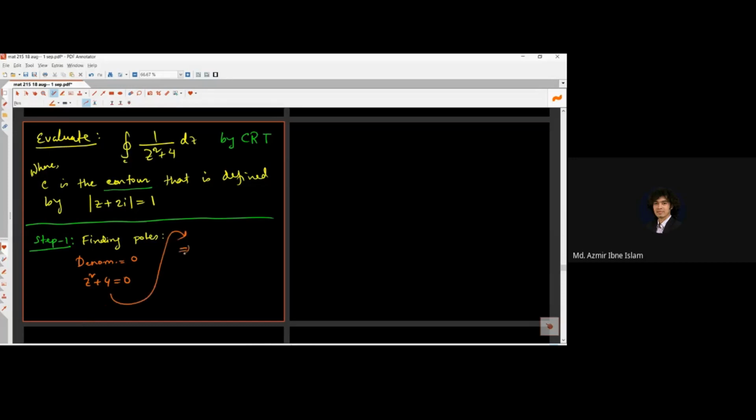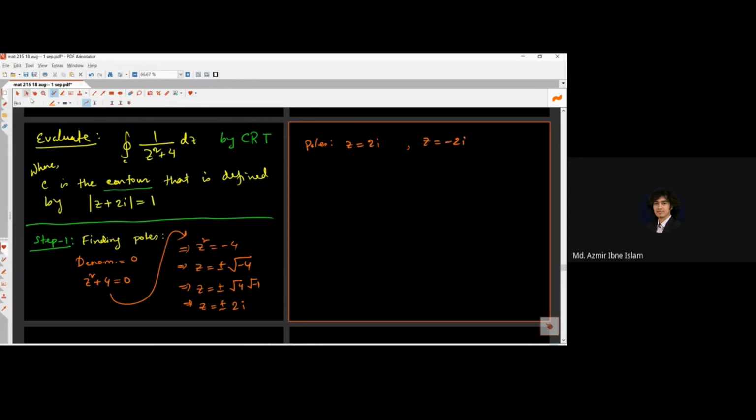That means z squared equal to negative 4. So z equal to plus minus root over negative 4, so z equal to plus minus root over 4 root over negative 1. So we have z equal to plus minus 2i. How many poles have we found? We have found 2 poles: z equal to 2i and z equal to negative 2i. Clear?